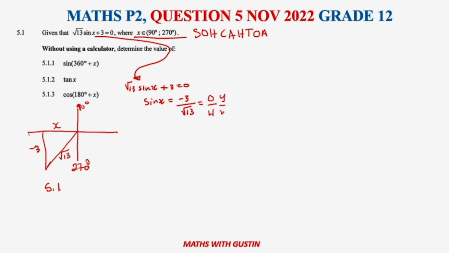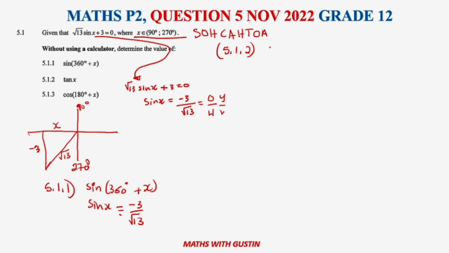Let's come here. 5.1.1. It says here we need to determine sine of 360 plus x. This is a reduction angle, so sine of 360 plus x is the same as sine x once it's reduced. So that is going to give us the same thing as the one that is given there, which is -3 over square root of 13.